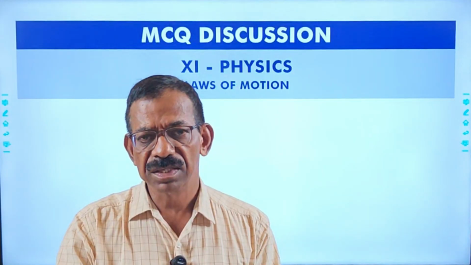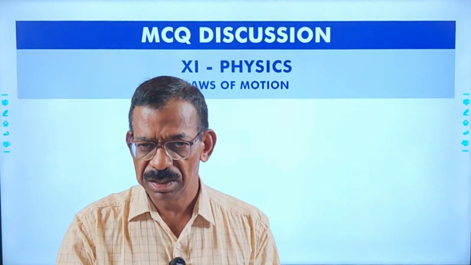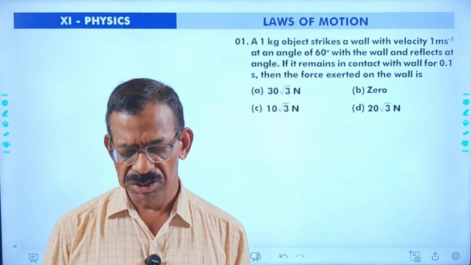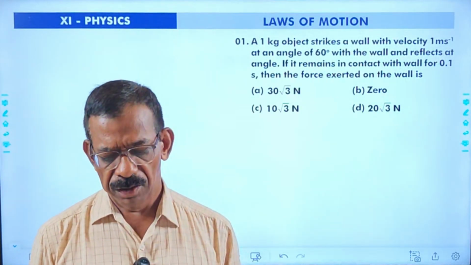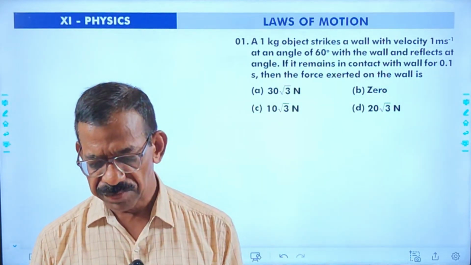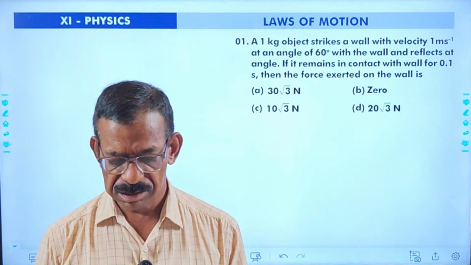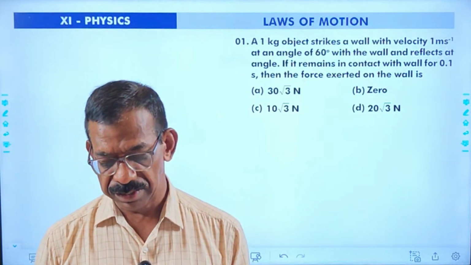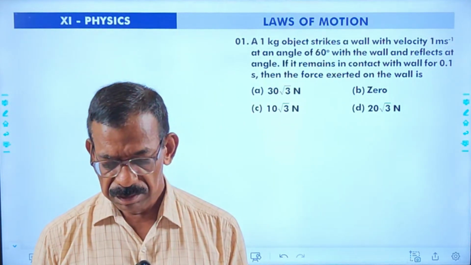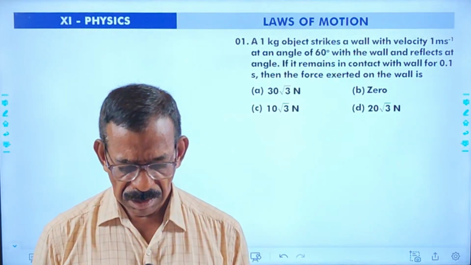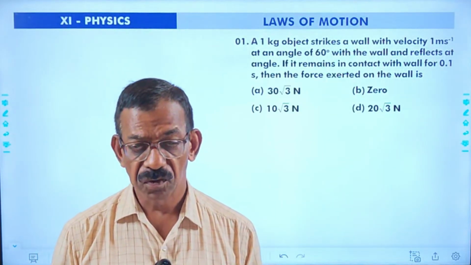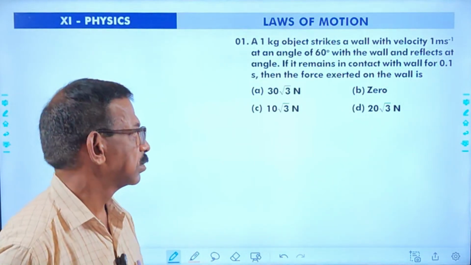Here we have to discuss the chapter in 11th topics, laws of motion. Okay, the first question is, a 1 kilogram object strikes a wall with a velocity of 1 meter per second and at an angle of 60 degree with the wall and reflects at an angle. It remains in contact with the wall for 0.1 seconds. Then the force exerted on the wall is, this is the question.